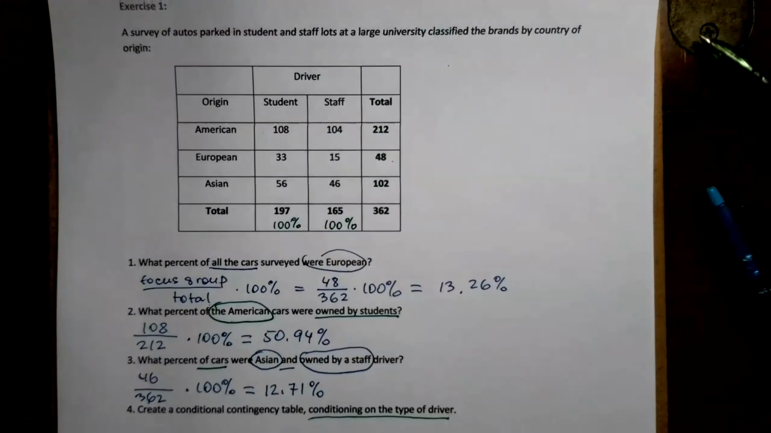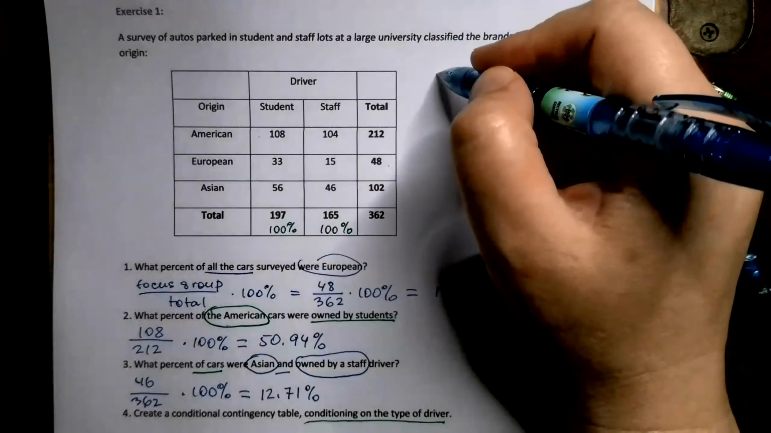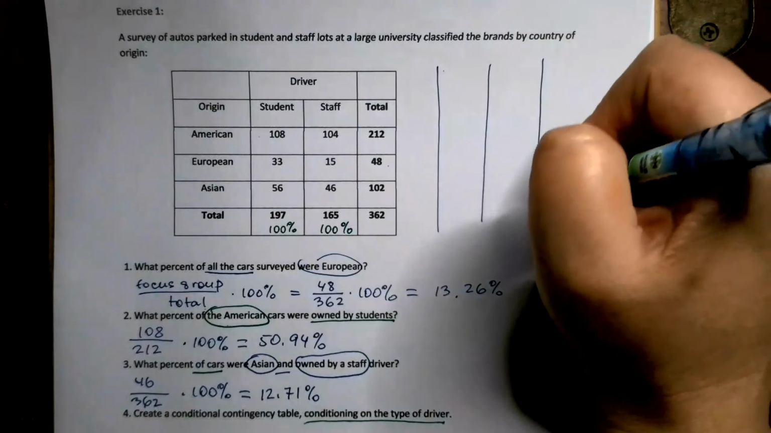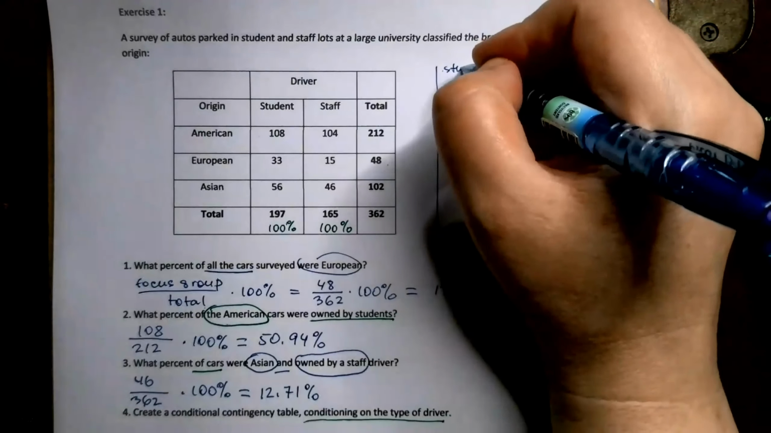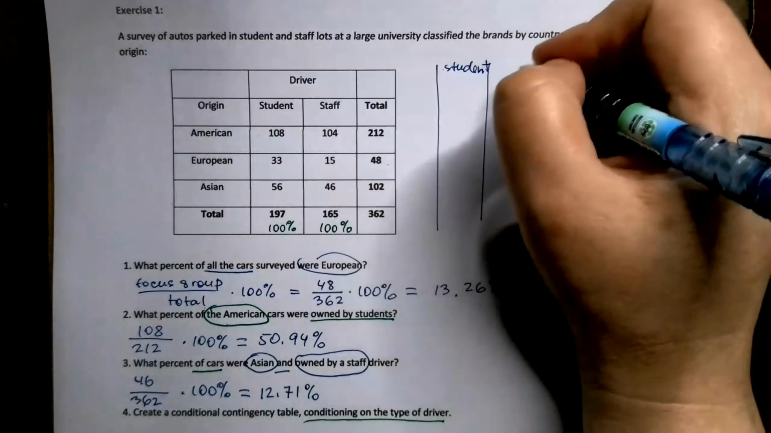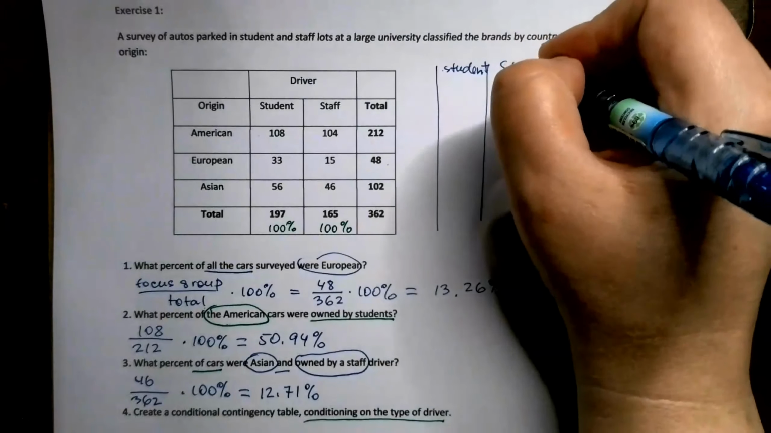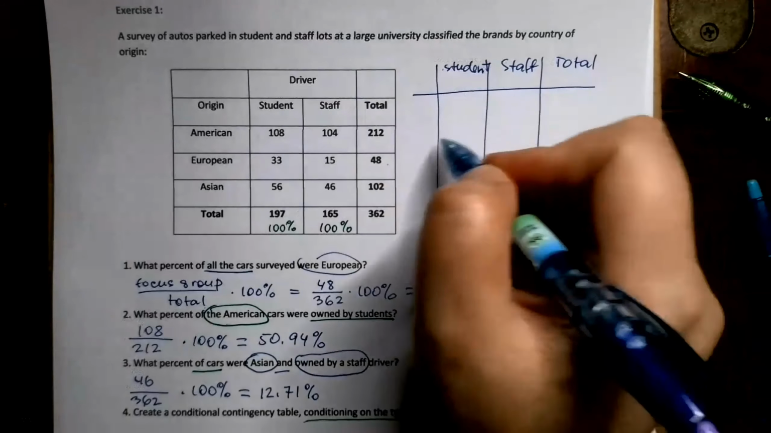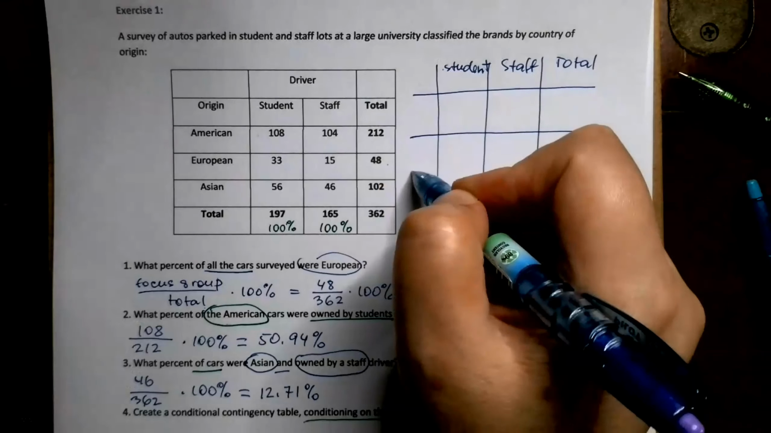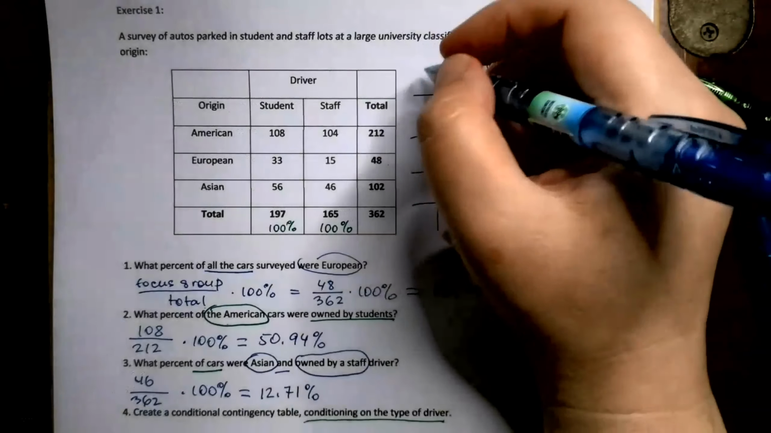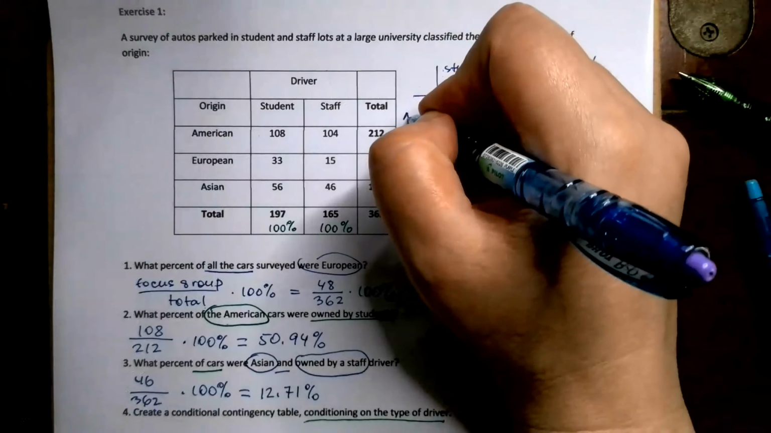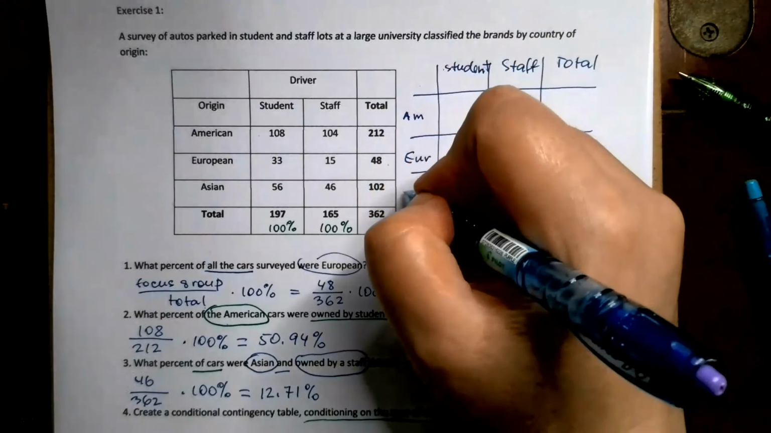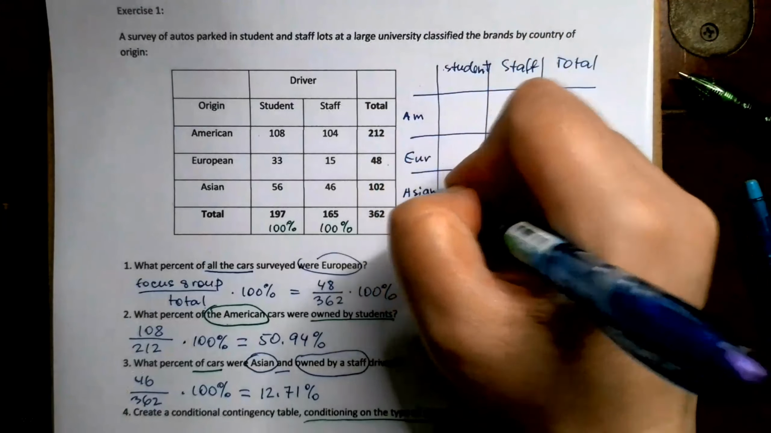All right, so let's do this. Let's create this table. We have student, and we have staff. And then we have total. All right. And then we have our different types of cars: American, European, and Asian. All right.